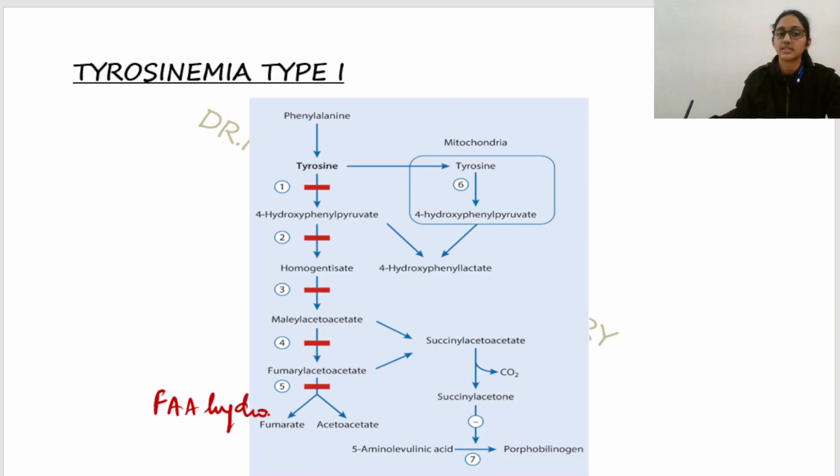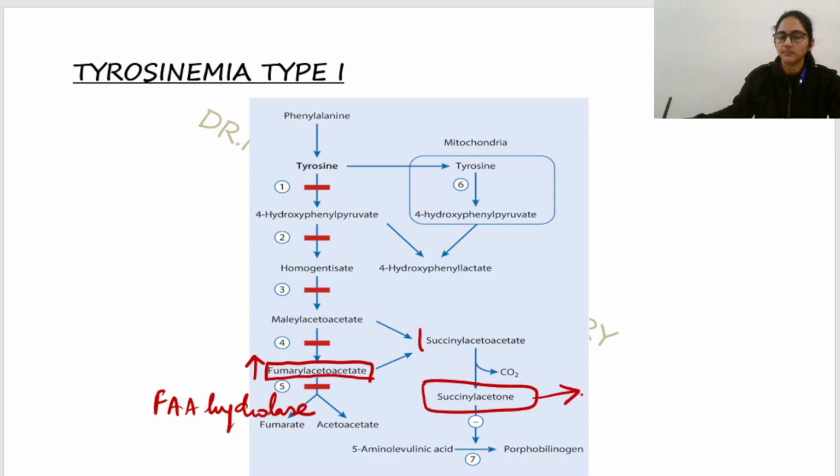Yes, it's not hydroxylase, it is hydrolase. So we all make this mistake. Yes, so fumarate acetoacetate gets accumulated. That will lead to formation of succinyl acetone. Succinyl acetone is toxic to your liver and kidney. That is why you get hepatomegaly, jaundice, and also renal symptoms, renal failure.